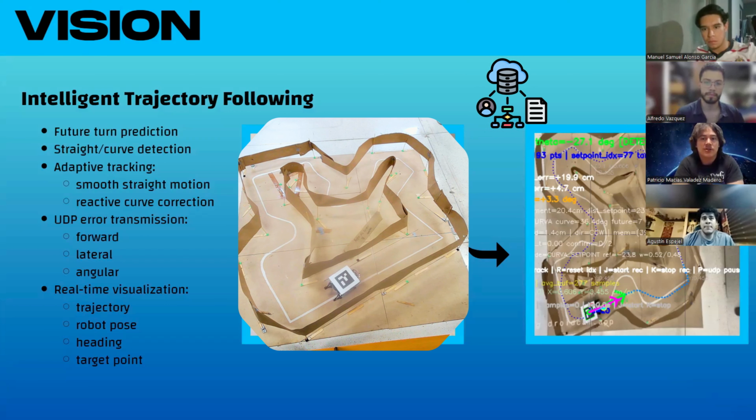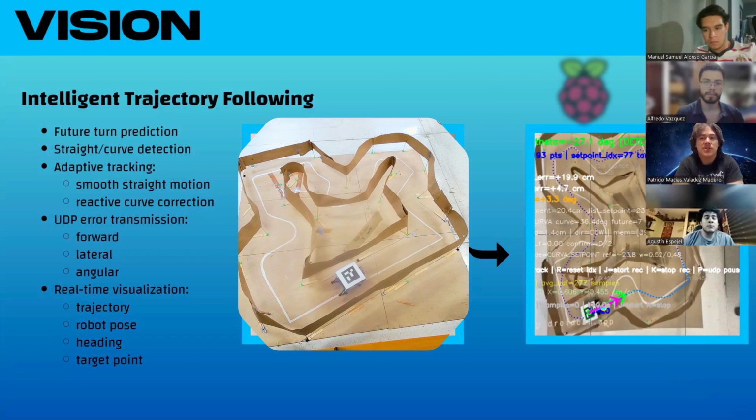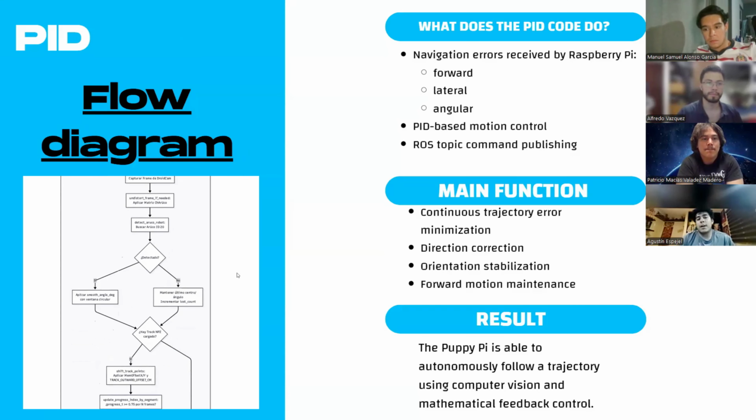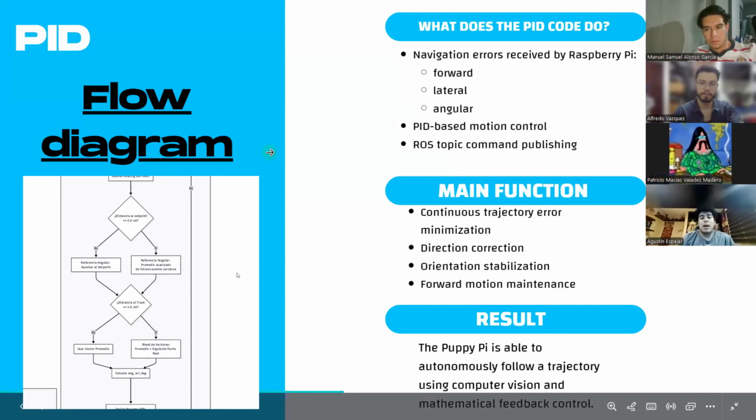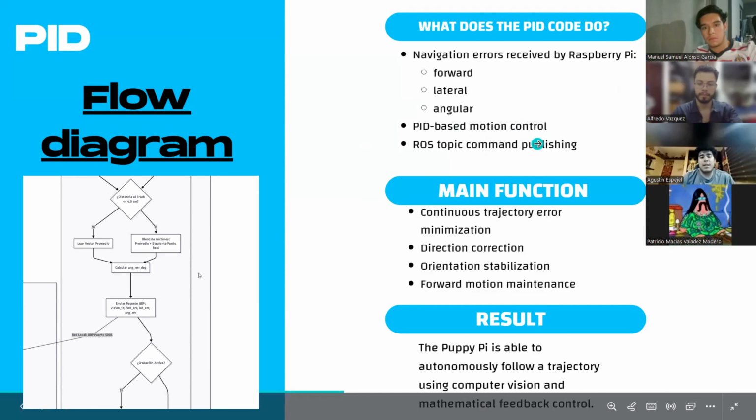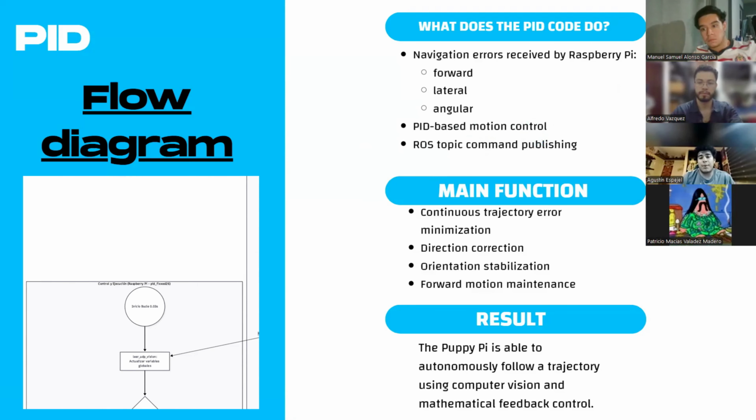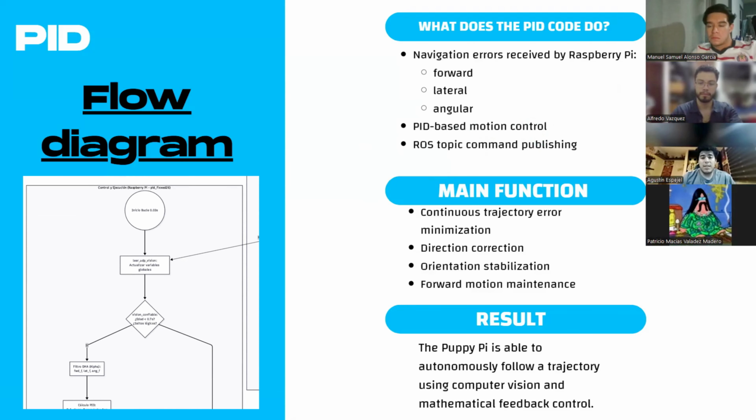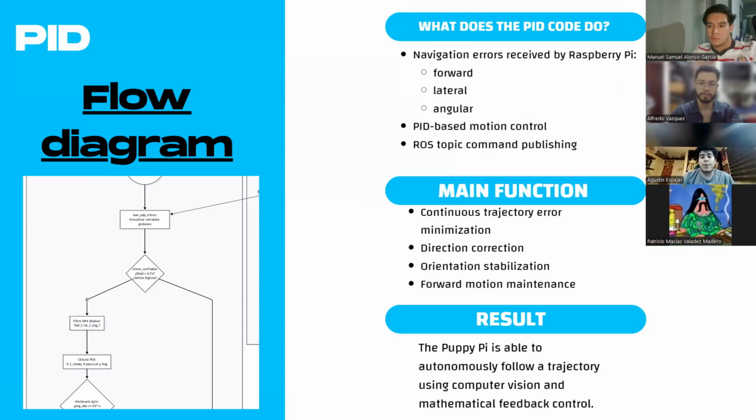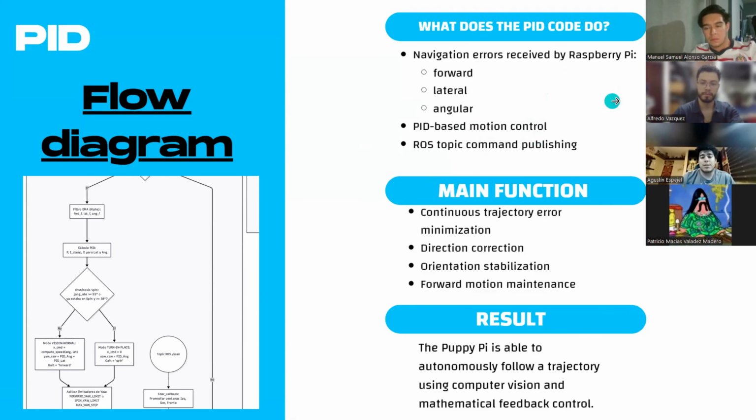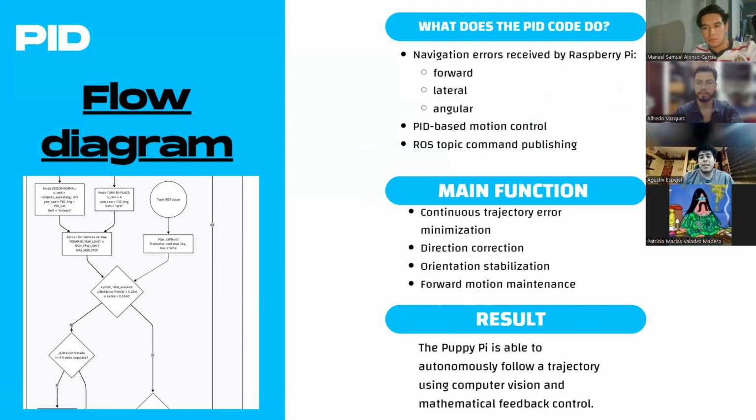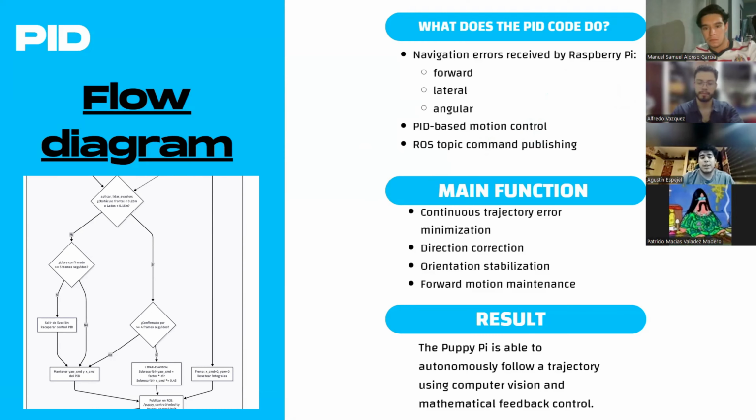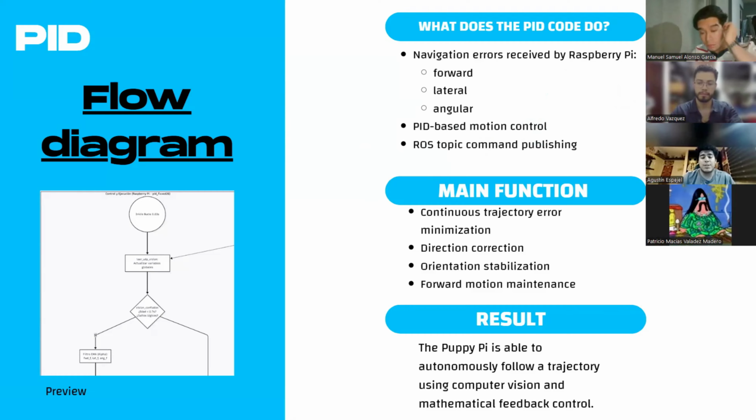Finally, all the navigation errors are transmitted through UDP communication to the Raspberry Pi, where the PID converts them into movement commands for the robot. So for our PID controller, we are using a classic PID. Our Raspberry Pi receives the forward, lateral, and angular error. This helps us to continuously maintain the trajectory error minimization, and to direct correction. Also to maintain forward movement. The result is that the Puppy Pie is able to autonomously follow a preloaded trajectory using computer vision.